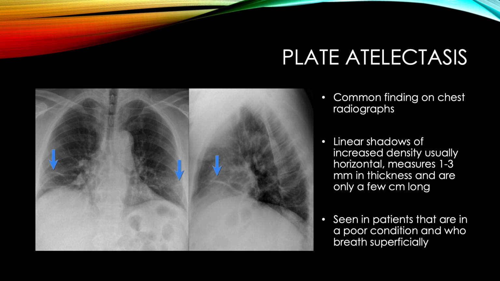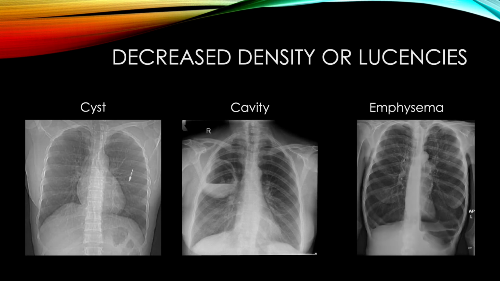On a chest X-ray, lung abnormalities are mostly present as areas of increased density. However, sometimes they can also be present as areas of decreased density. Radiologists use many terms to describe areas of decreased density or lucencies within the lung, like cyst, cavity, pneumatocele, emphysema, bulla, honeycombing, bleb, and etc.